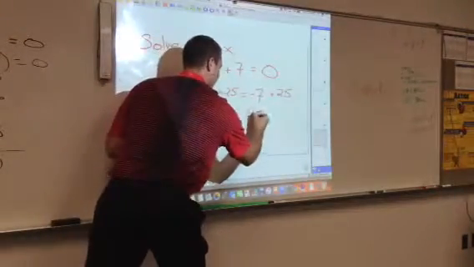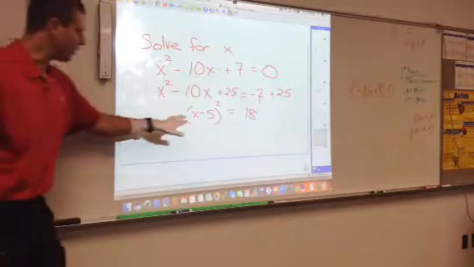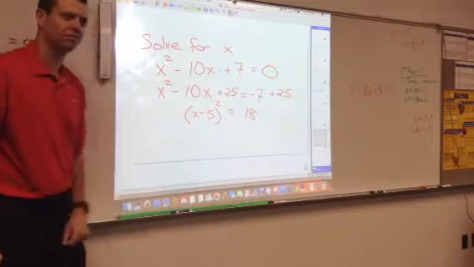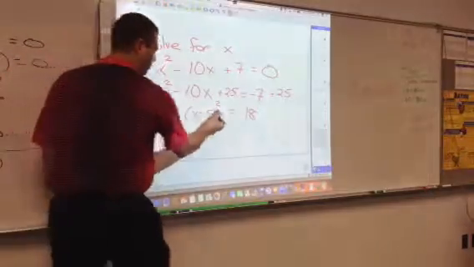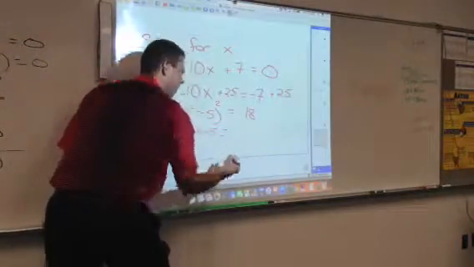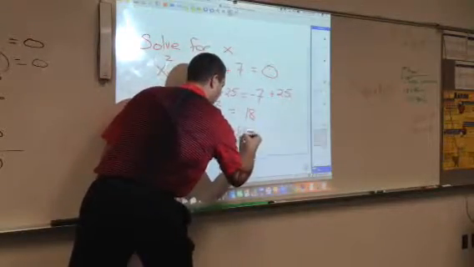That's 18, right? Now solving for x is pretty easy. In order to solve for x, it might be helpful if I get rid of that square. What can I do to both sides? Square root both sides. When I square root a squared, they cancel each other out, and all I have is x minus 5, right? When I square root the 18, I get positive or negative square root of 18.